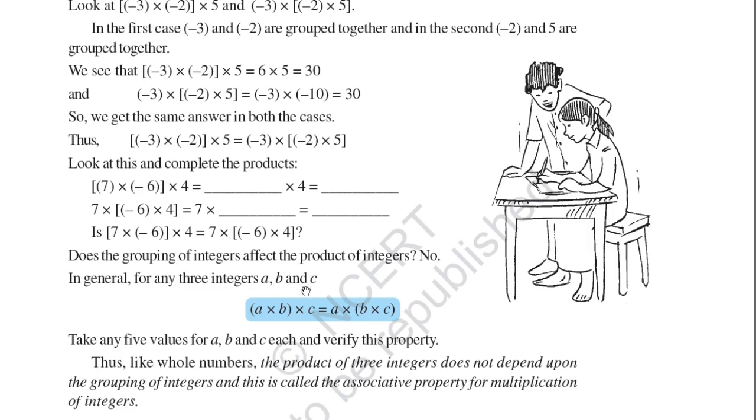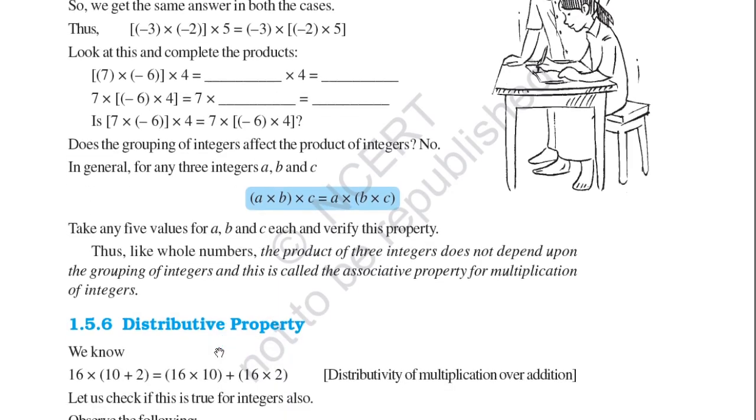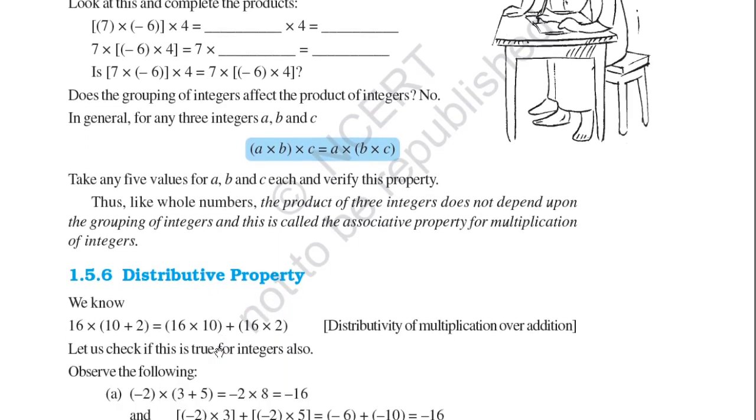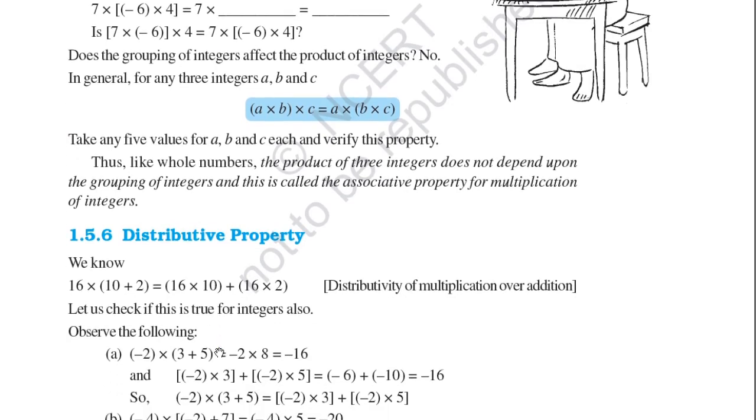In general, for any three integers a, b and c, you can write it in this way: in brackets a into b, into c, is equal to a into brackets b into c. So take any 5 values of a, b and c each and verify this property. Thus, like whole numbers, the product of three integers does not depend upon the grouping of integers, and this is called the associative property for multiplication of integers.